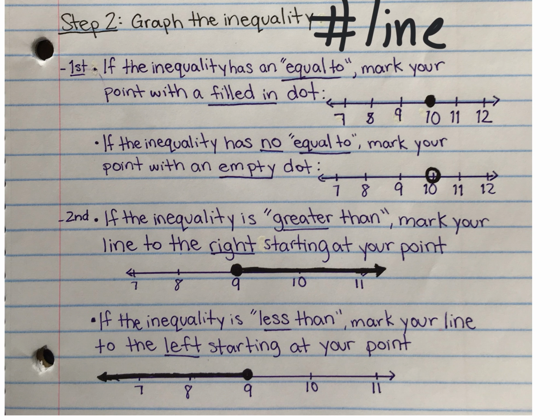First step is that if the inequality has an equal to, so if it has one of those lines underneath, if it looks like one of these two, the greater than or equal to or less than or equal to, we need to mark your point with a filled in dot, okay? So let's say 10 is the number that we're referring to. If it's equal to, we fill it in with a full dot, just a big round one.